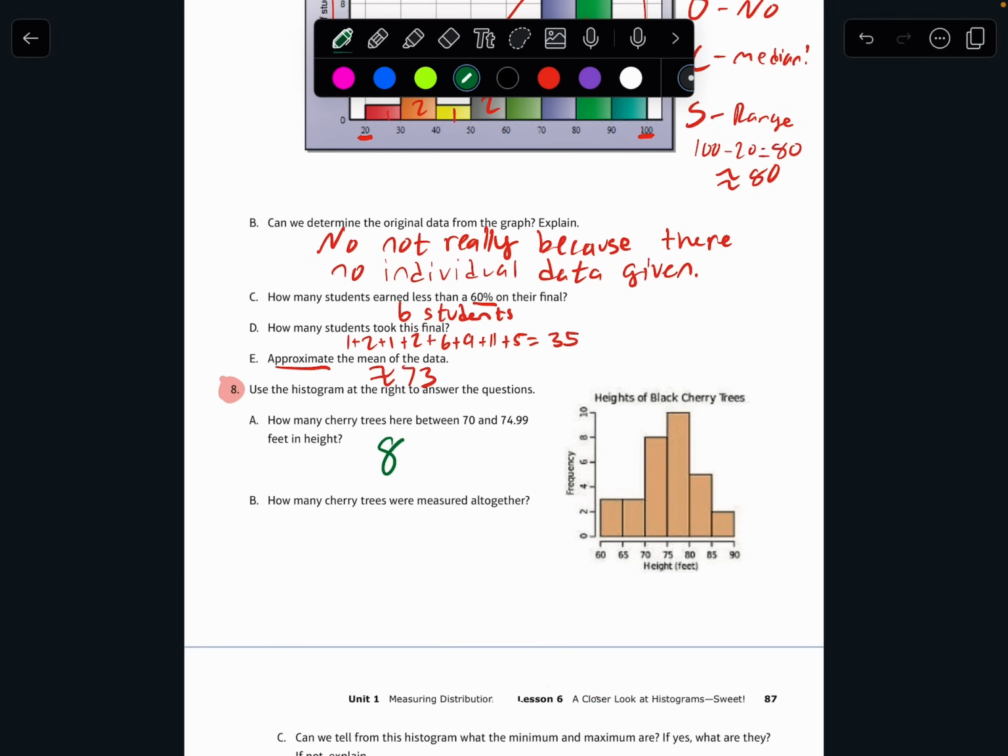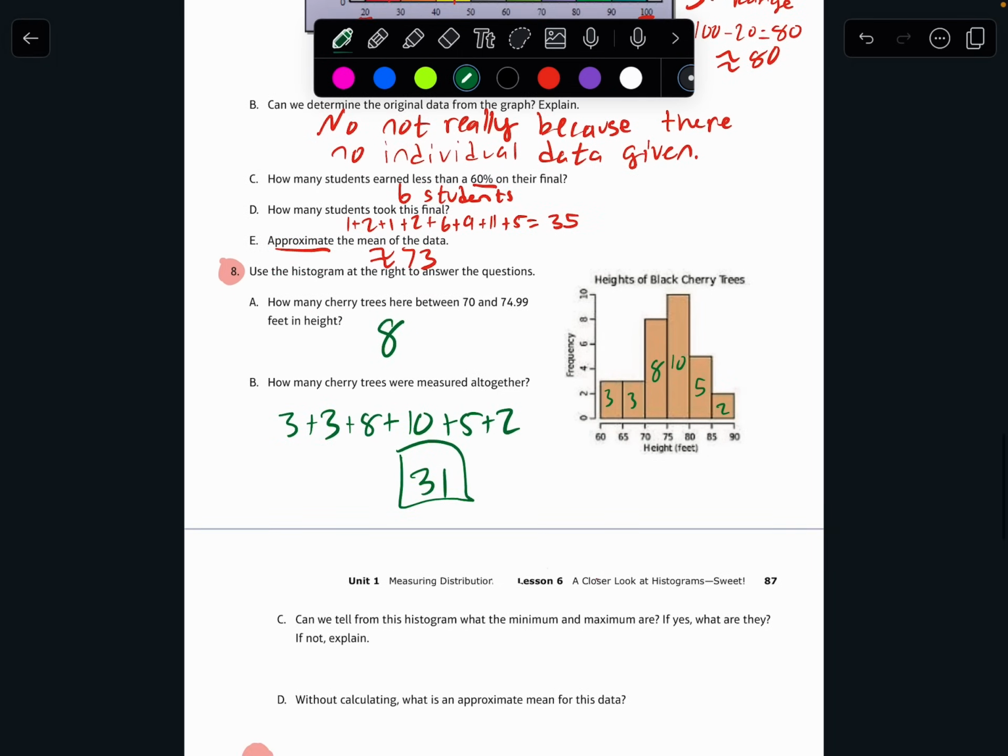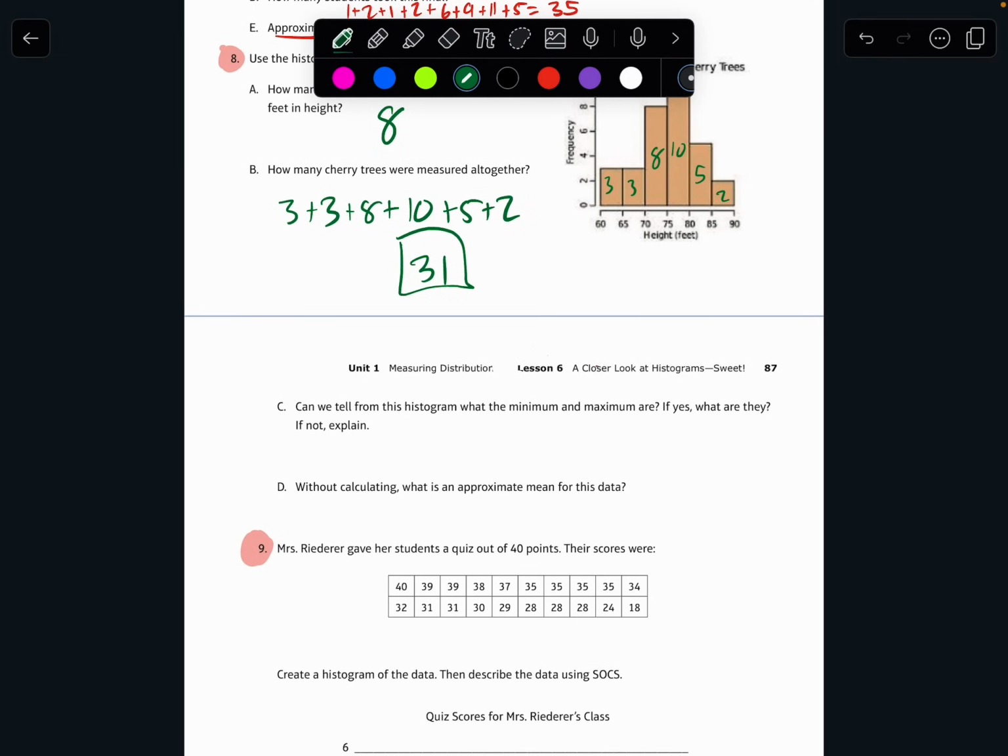8 cherry trees. How many cherry trees were measured altogether? Well, we have 3, 3, 8. This looks like 10. This looks like 5. This looks like 2. So we have 3 plus 8 plus 10 plus 5 plus 2. So we have 6, 14, plus 10, so 24, 29, so 31 it looks like. All right, then we have to go on over to the next page.